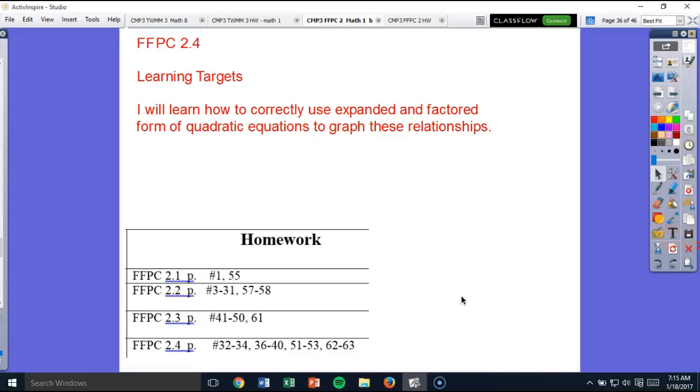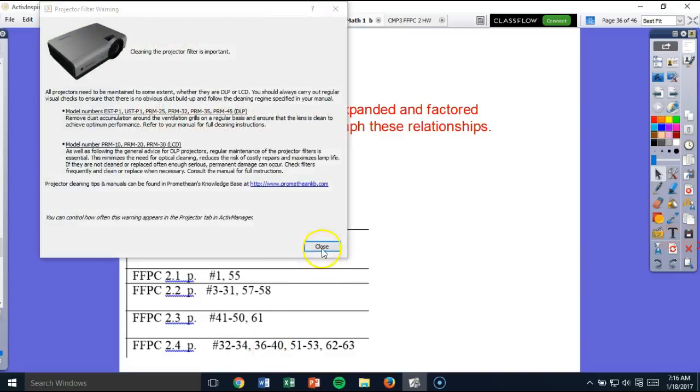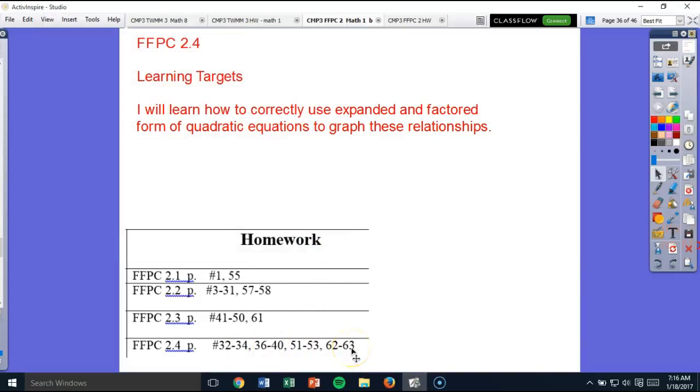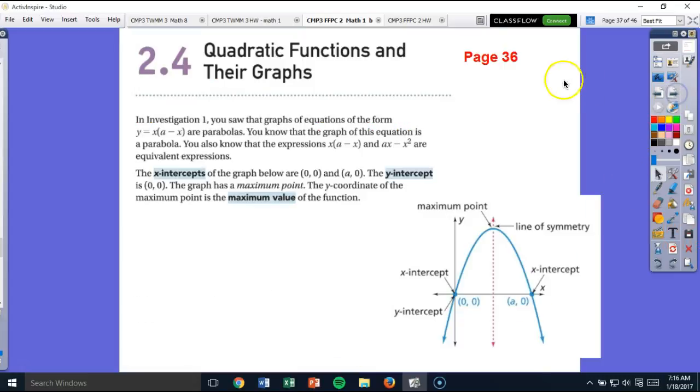And our learning target today is: I will learn how to correctly use expanded and factored form of quadratic equations to graph these relationships. What we're going to be working on here in 2.4 is graphing and being able to identify some of the different parts of a graph, such as x and y intercepts, minimum or maximum points, and lines of symmetry. Our ACEs for 2.4 are going to be 32 through 34, 36 through 40, 51 through 53, and 62 through 63. We'll begin on page 36 of your books, talking about quadratic functions and their graphs.